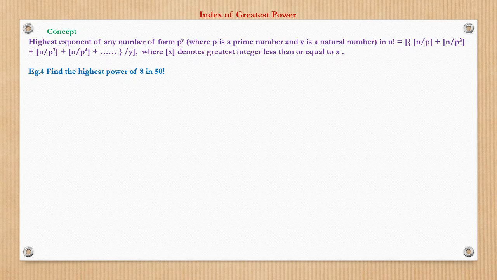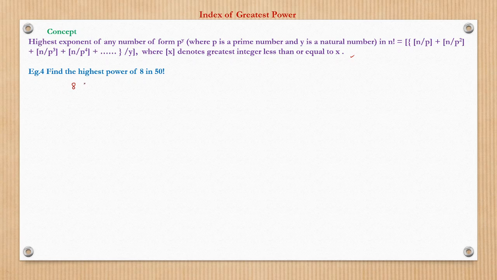Now we will see another concept. So far we have seen how to find the index of highest power for any prime number. But what if the question is to find the highest power of a composite number? So I will explain the process through an illustration. Let us see, we have to find the highest power of 8 in 50 factorial, right?